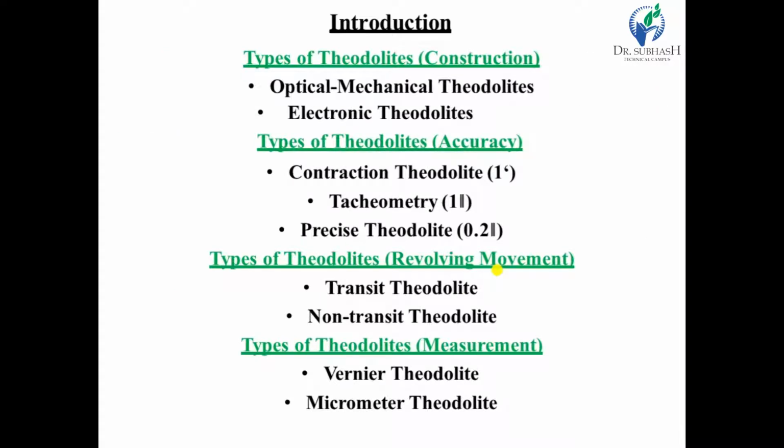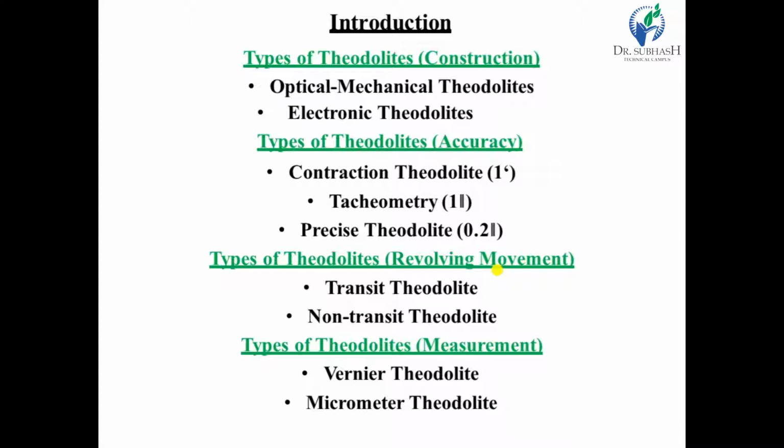Now, there are different types of instruments named theodolite, and there are different types of features. For different purposes, we are using different types of theodolites. Based on construction purpose, we are using the optical mechanical theodolite and electronic theodolite. Types based on accuracy: we are using the construction theodolite having an accuracy of 1 second, tachometry having accuracy of 1 meter, and precision theodolite having accuracy of 0.2 minute, like 20 seconds.